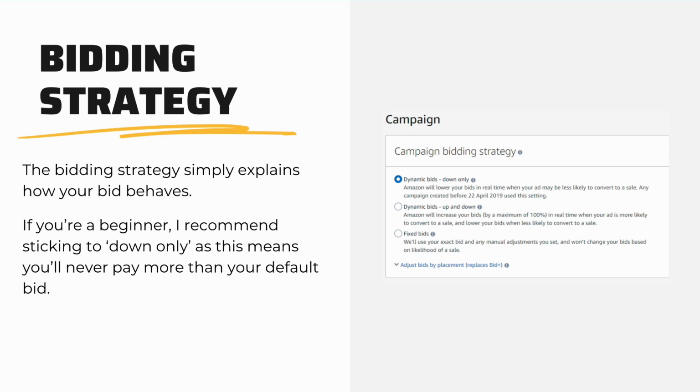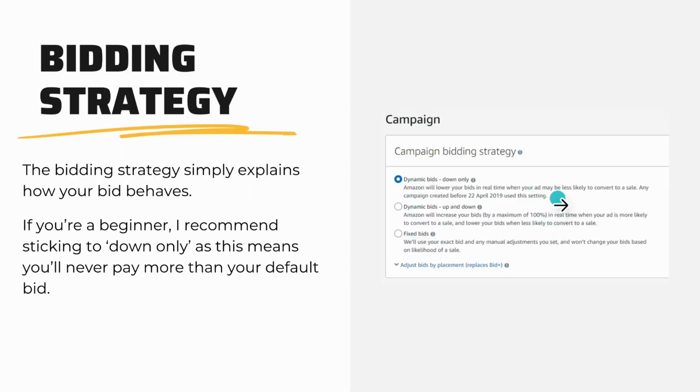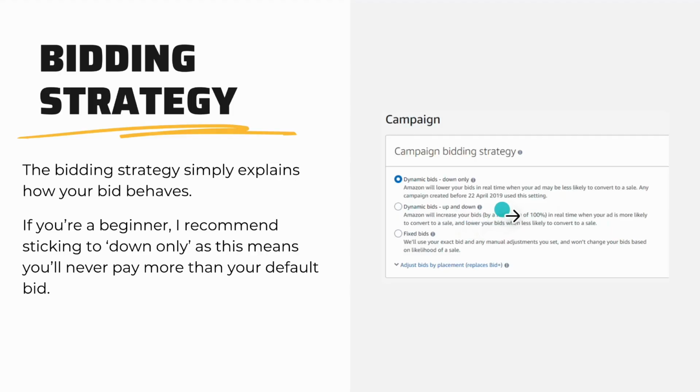So if you go and actually set up an Amazon KDP ad, you'll select your default bid, and then you'll have this screen here. I'm going to show you exactly how this works and walk you through setting up an ad campaign in just a second, but this is basically how it will look. You can choose either dynamic bids down only, which basically means it will take your default bid and only bid that amount or less. You can have dynamic bids up and down, which basically means it will increase your default bid by a maximum of 100% in real time when your ad is more likely to convert into a sale. So it just gives it a little bit more flexibility. Or you can choose fixed bids, where you set a default bid of 20p and you bid that every single time, no less and no more.